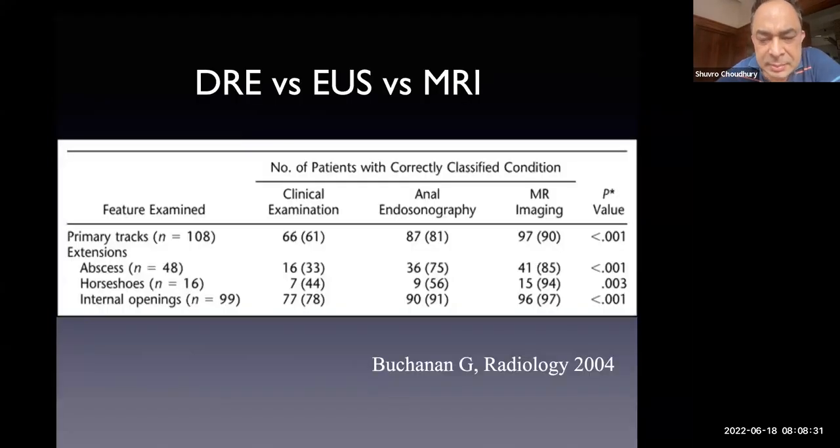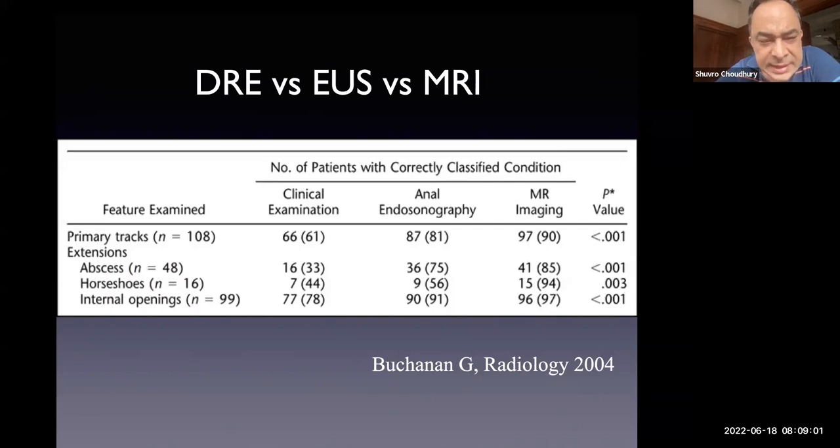Now, this is John Buchanan's paper from St. Mark's in London in Radiology 2004. And it looked at clinical examination versus anal endosonography versus MRI imaging. And it looked at these following characteristics: the primary tract. Then regarding the extensions, it talked about abscesses, the horseshoes, the internal opening. And of course, the one that I report in addition is the side branches.